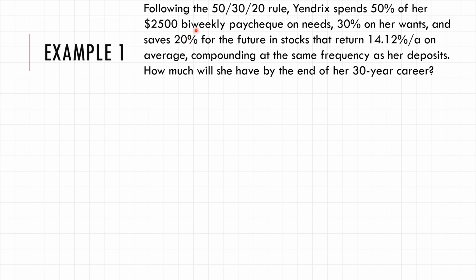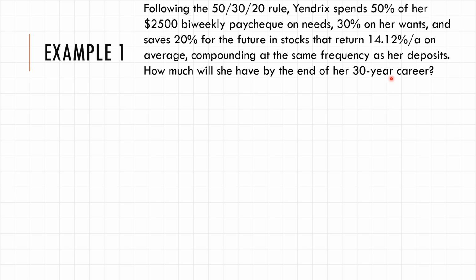And she does that by investing that money, that 20%, in a stock that will return about 14.12% per year, which is really, really good. And it will do that on average, and it compounds at the same frequency as her deposits, which is bi-weekly. Bi means two, which means this is every 2 weeks. The question is, if she does this every 2 weeks, she gets $2,500, she saves 20% of it, how much will she have by the end of her career if her career ends up being 30 years long?